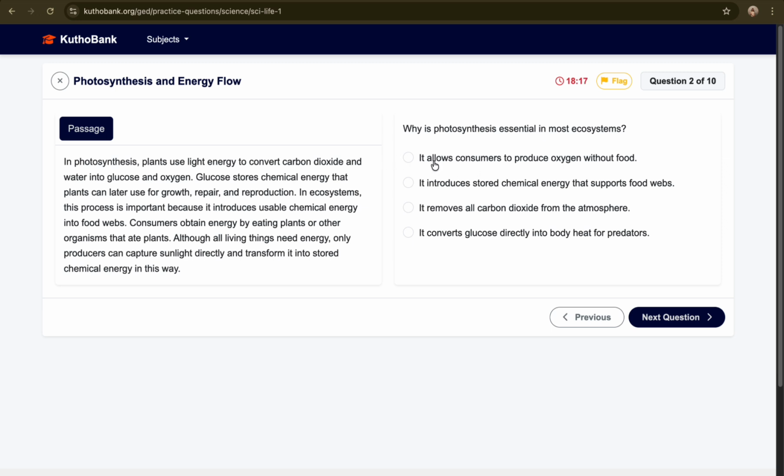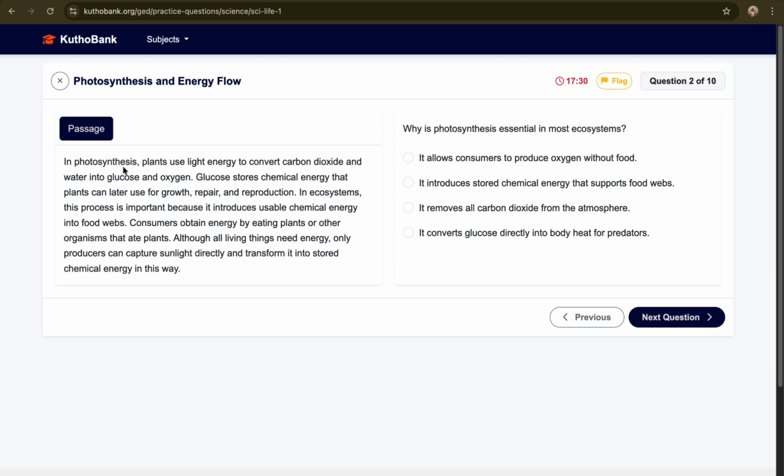Choice A. It allows consumers to produce oxygen without food. The keywords here: allows, consumers, produce, oxygen, without, food. Here we must include "without" because without it, the meaning of the entire sentence would be wrong. So we must include it as a keyword. Now scan the passage line by line.